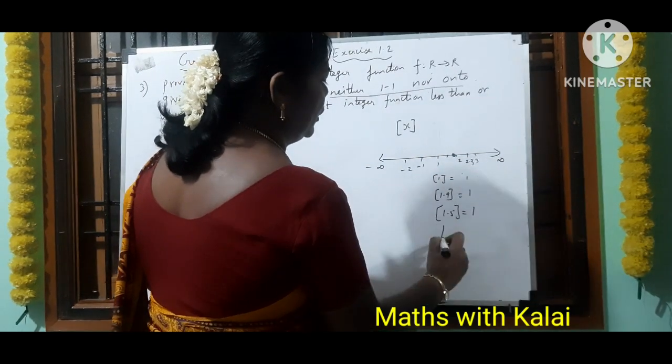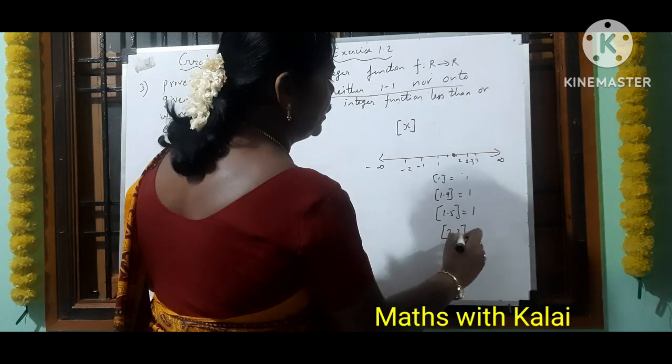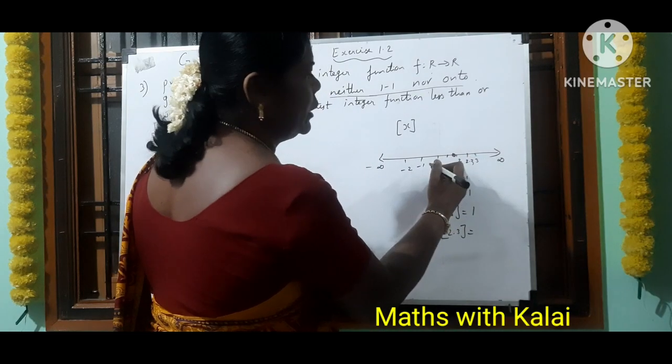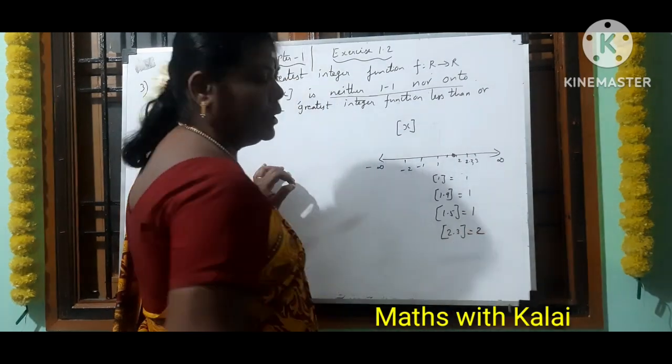2.3, I want to find out greatest integer function of 2.3. Now the integer less than this 2.3 is equal to 2, so we say.